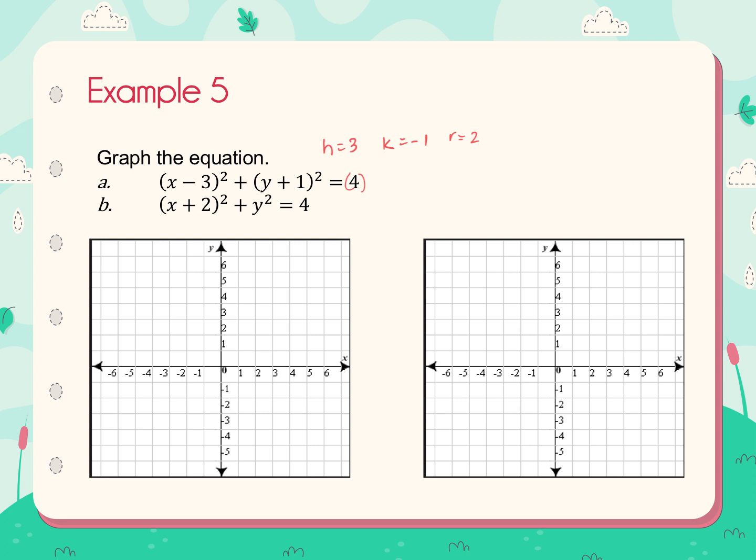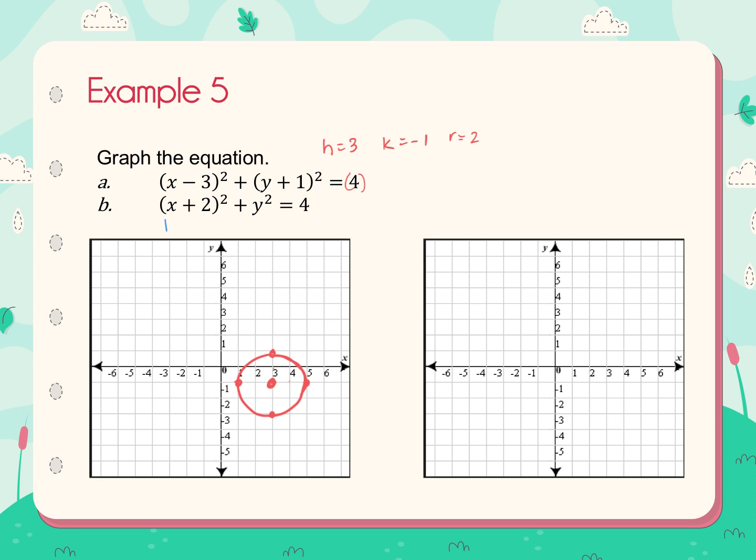So when it comes time to graph it, I go to (3, negative 1), because I know that's my center. I know my radius is 2, so I'll go up 2, to the right 2, down 2, and to the left 2. I think that'll be enough for me to draw a pretty decent circle. And that's it. That's how I do it. So we'll go to the next one and do the same thing.